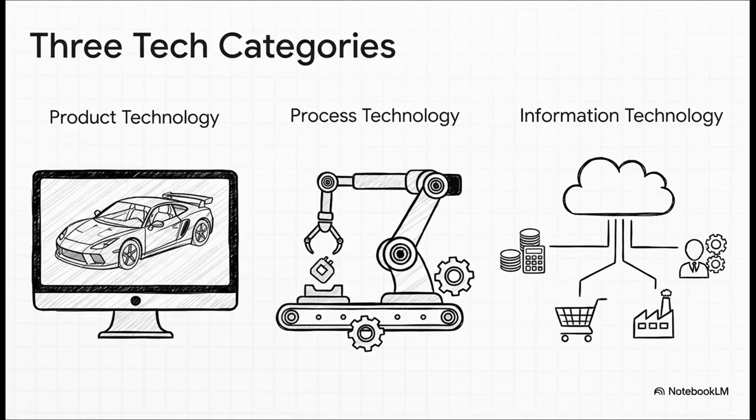In English, product technology includes all the tools used to create and manage the actual designs of products, like CAD software. Second, we have process technology.